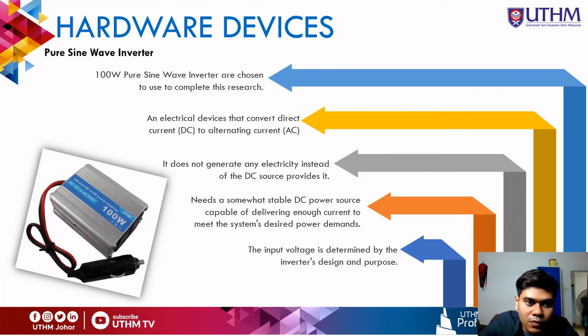Okay, the inverter that I chose for the research is the pure sine wave inverter. A 100 watt pure sine wave inverter is chosen to complete this research. This is an electrical device that converts direct current DC to alternating current AC. It does not generate any electricity apart from the DC source provided to it. The pure sine wave inverter needs a somewhat stable DC power source capable of delivering enough current to meet the system's desired power demand. The last part is that the input voltage is determined by the inverter's design and purpose.